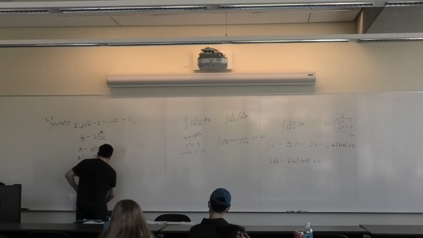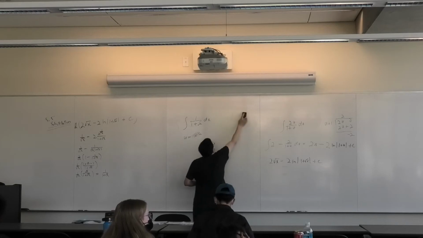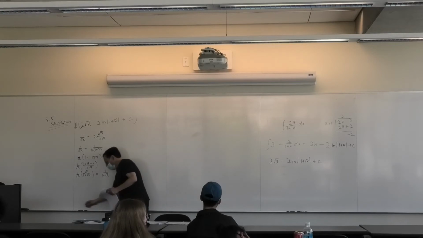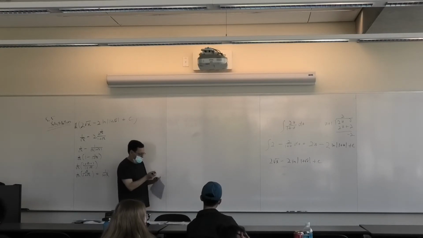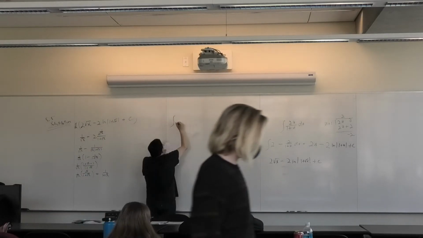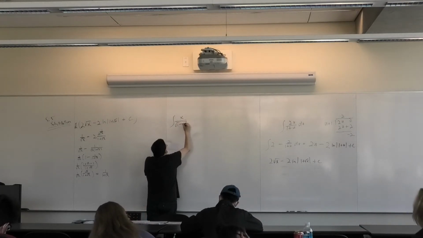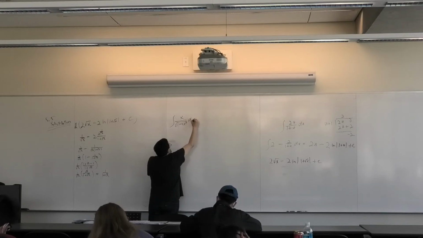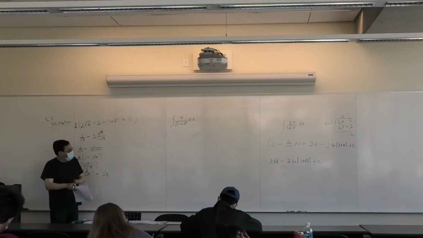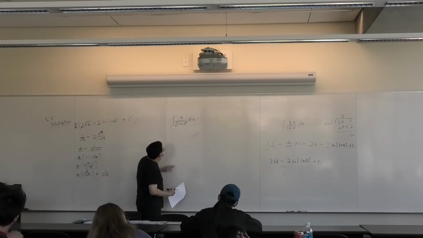All right, I want to show you another kind of substitution that takes a little more forward thinking. Okay, x over square root of 1 minus 4x squared. So you look at that and think, where have I seen that before?